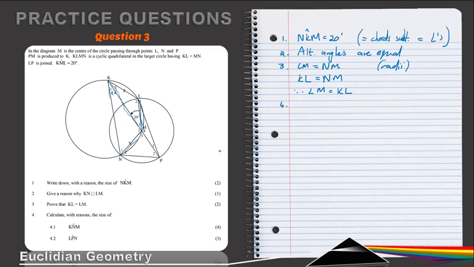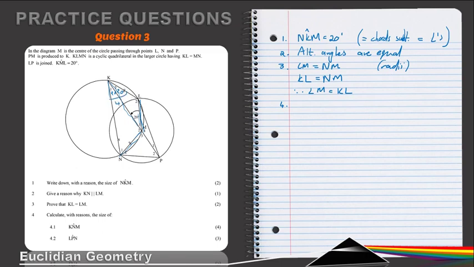So number 4, calculate with reason the size of KNM. So KNM, and what we can do here, so we're going to say that since this chord is now equal to this one, we know that it also subtends an angle of 20 degrees. So this angle then will be 40.